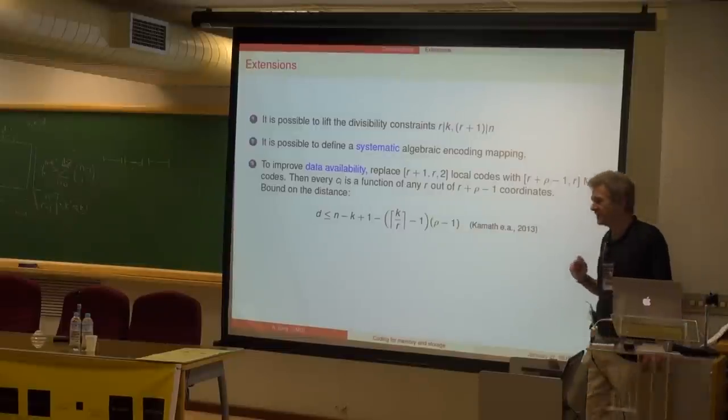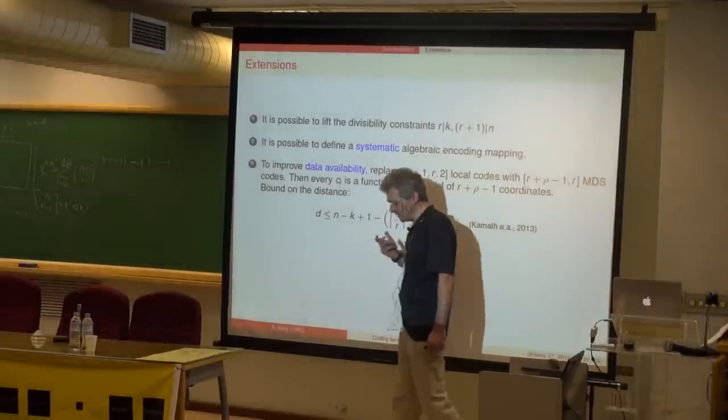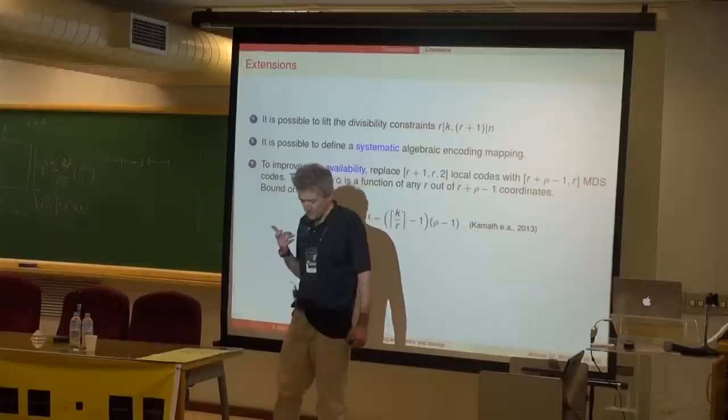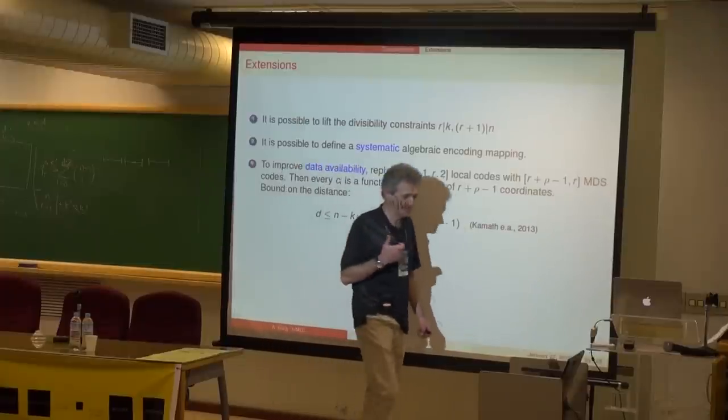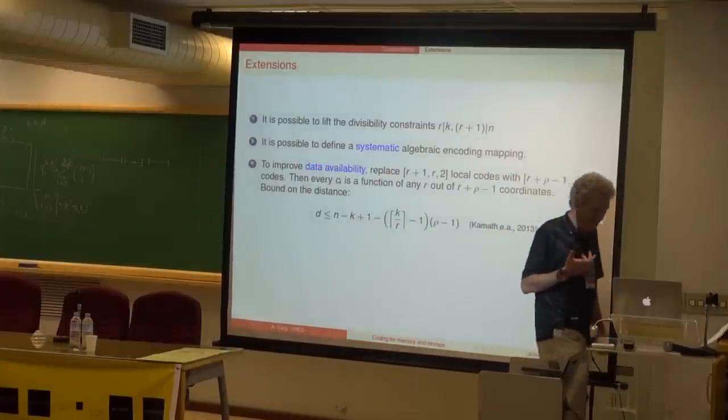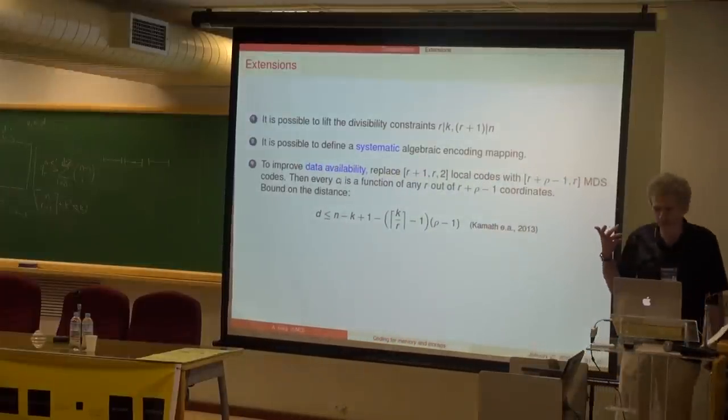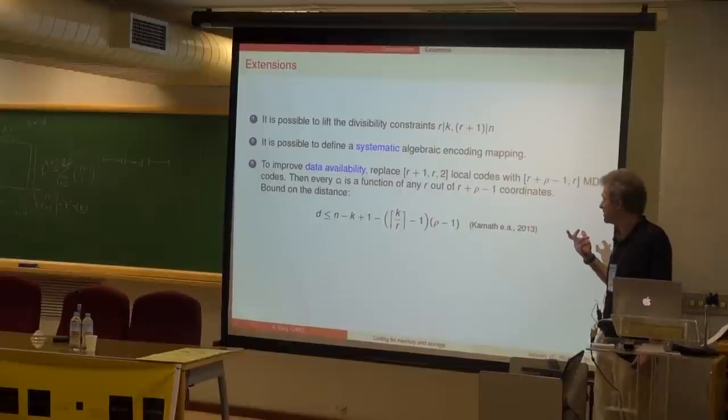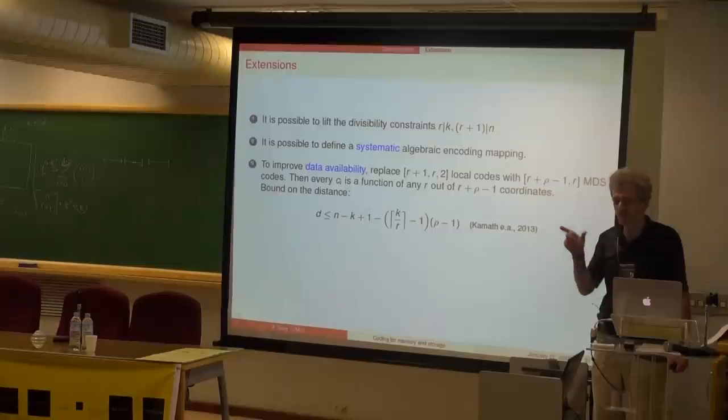Within every recovering set, we had a single parity check, right? So this is a trivial MDS code with distance 2. Having this general picture of coding in mind, why wouldn't we use some other MDS code within this recovering set? Well, then we can correct for more erasures.